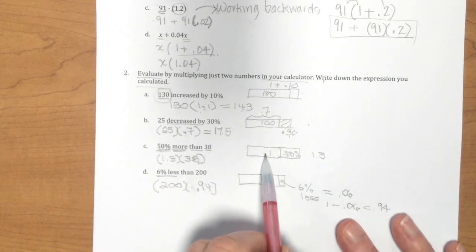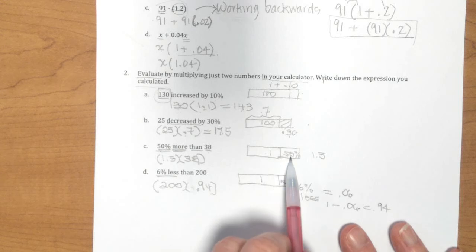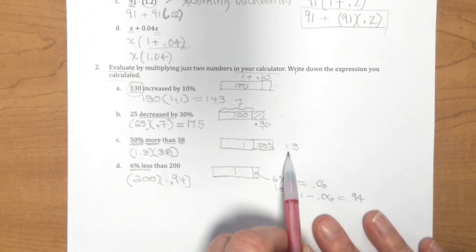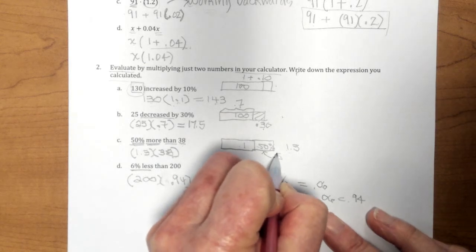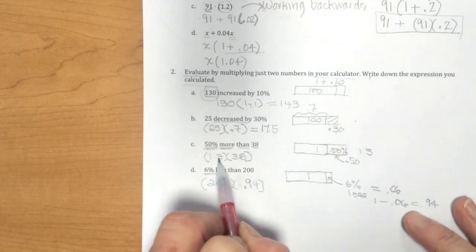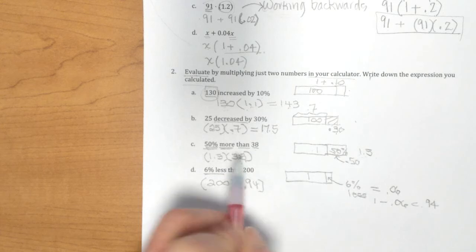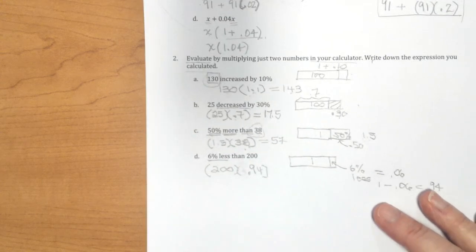Moving on, I have 50% more than 38. Again, my 38 is the whole. That's the big, what I've got. And what am I doing? I'm adding on 50%, which means I've got 1.5. Again, 50% can be written as 0.50. So when I add 1 plus 0.50, I get 1.5. So when I multiply 1.5 times 38, I get 57. And again, the reasoning behind that is that it's going to be more than 38.